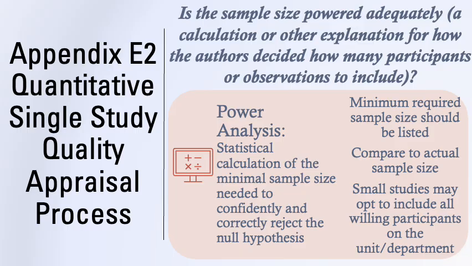You should recall from Module 3 that a priori power analysis is a power analysis that is done before the study is performed and provides you information on the minimum sample size needed to be able to confidently and correctly reject the null hypothesis. You should always perform a priori power analysis.